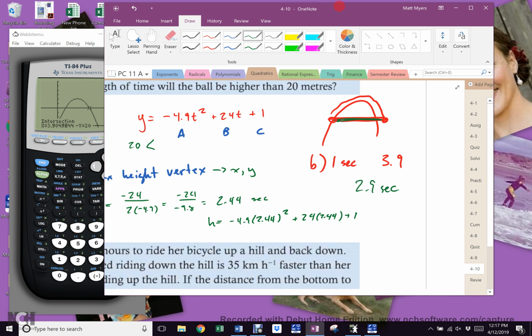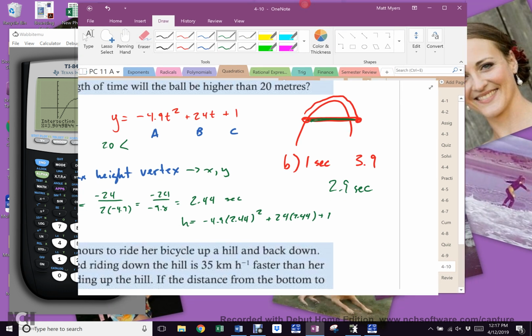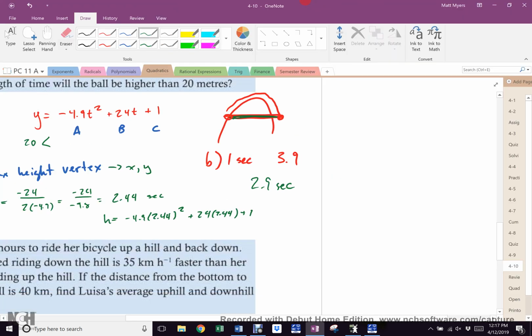You learned that from me last year in grade 10. Because you can't pedal a bike back through time. Remember that graph? No. Hurtful.